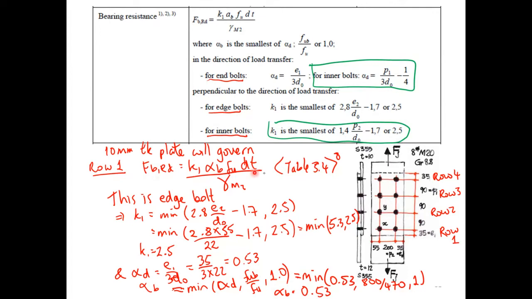So we use the formula in the table 3.4, which is this formula at the top here. And we check k1 alpha b fu d times t. So k1 we checked as the minimum value of this formula here. We got out that k1 is 2.5, alpha d as the edge bolt, we got that as 0.53. And then the alpha b value that we put in here is the minimum of alpha d, fub over fu, or 1. The minimum of those three that we just worked out came out to be 0.53, which tells us that alpha d, which is the edge bearing, is the one that's driving the design here in this case.